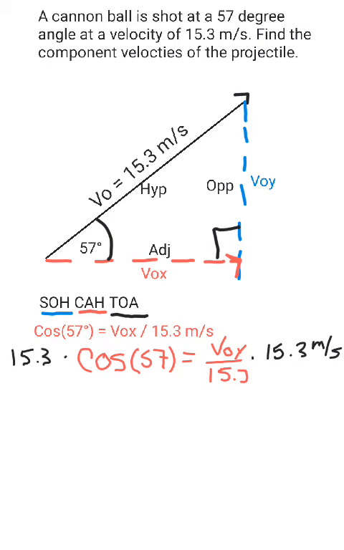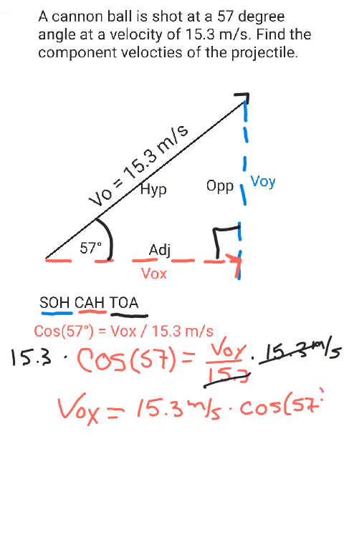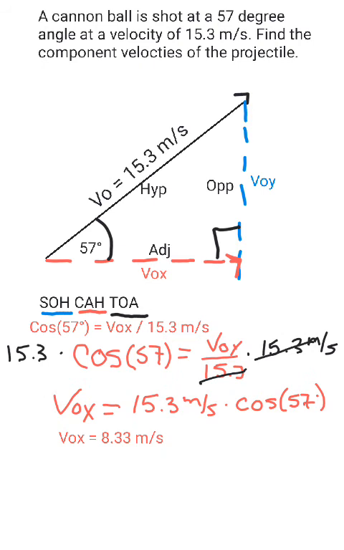meters per second. Okay, so what we're saying is, when you do that, the 15.3 cancels on one side, and you're left with an equation that says the initial velocity in the x is equal to 15.3 meters per second times the cosine of 57 degrees. Right? If you punch that into your calculator, you should end up with the v naught x is equal to 8.33 meters per second. Okay, so I just showed you how to find the v naught x using trigonometric functions on a right triangle.